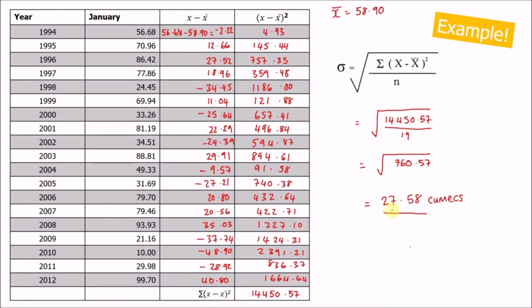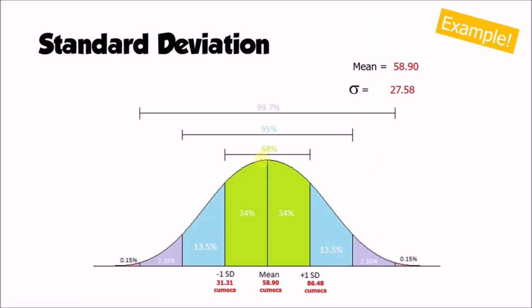We could certainly use this to compare more than one month or more than one river looking at the same set of data. So going back to our diagram earlier of this normal distribution, we can actually put some numbers in here to help us understand how the standard deviation relates to the distribution of our data. So our mean was 58.90. So we can imagine this midpoint here in a normal distribution. This represents the mean, 58.9 QMex.